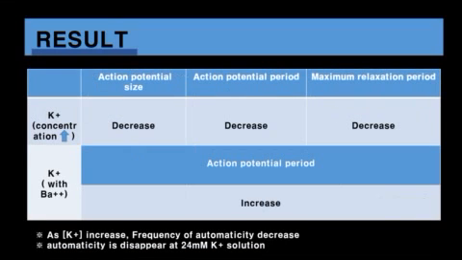In potassium ion's case, as potassium ion concentration increased, the size and period of the action potential decreased. Maximum lag phase potential and the slope of lag phase depolarization decreased too. And with barium ion, the blocker of potassium, the action potential period increased.